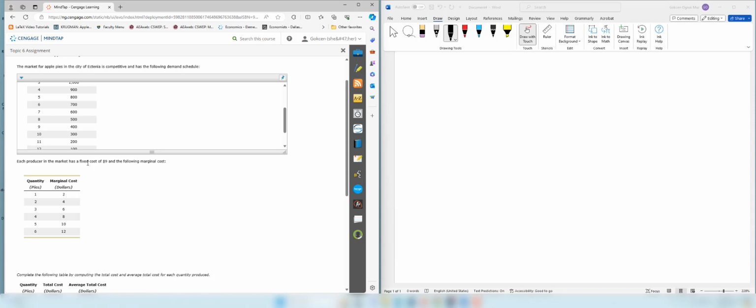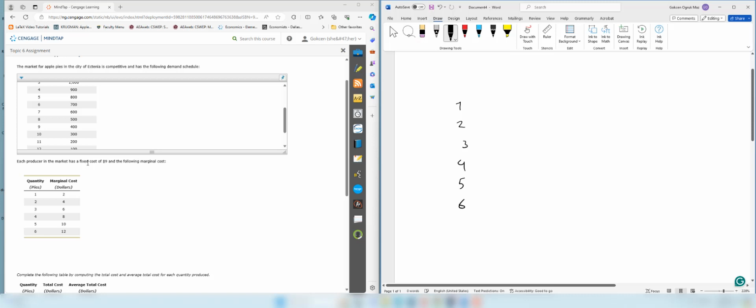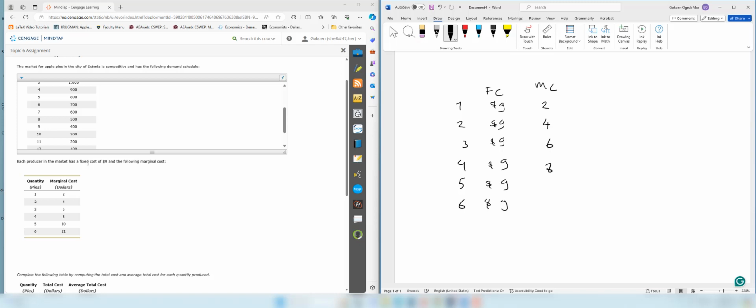We have number of pies 1, 2, 3, 4, 5 and 6, and we have the fixed cost of $9. And it's $9 all the way down, and if you remember, fixed cost doesn't change with the level of output. And we have the marginal cost, which is given as 2, 4, 6, 8, 10 and 12. And now we need to calculate total cost.